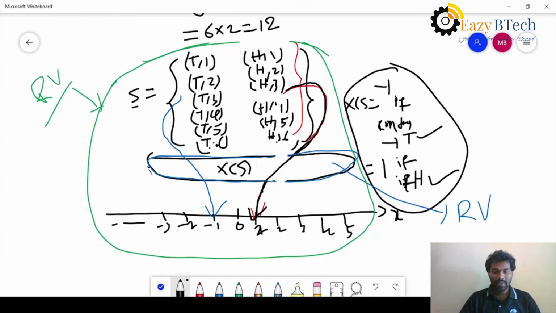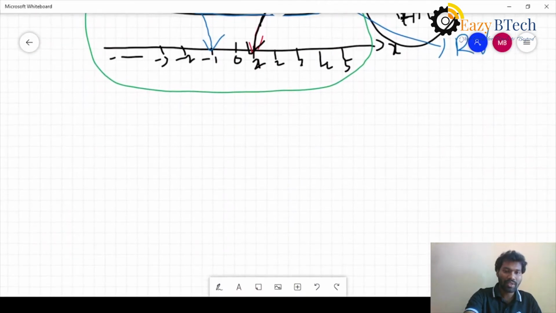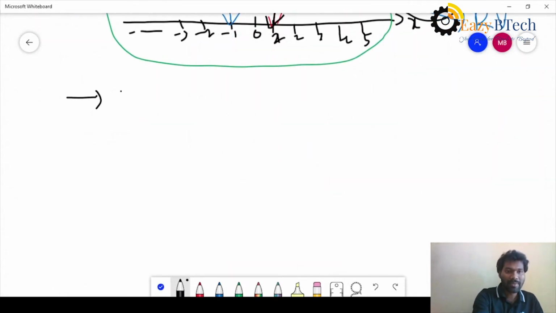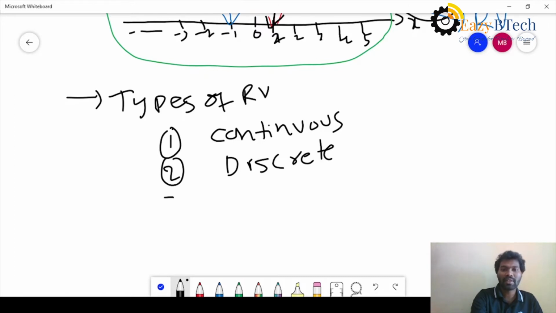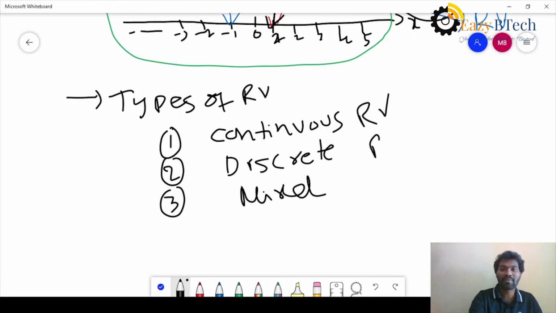Now see, there are different types of random variables. Types of random variables: the first one is continuous random variable. The second one is discrete random variable. The third one is mixed random variable. So there are 3 types of random variables: continuous, discrete, and mixed random variable. So as the name suggests, continuous, discrete, mixed. So continuous means they should be.